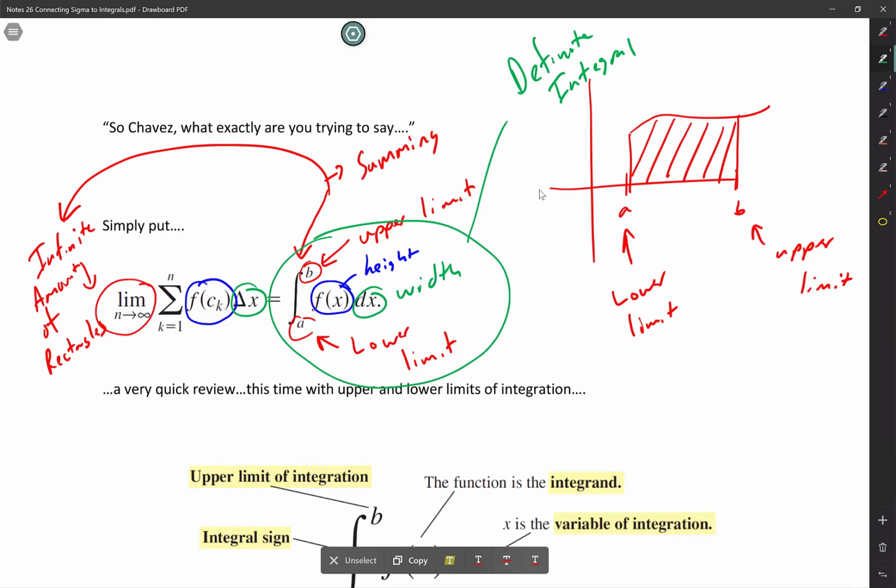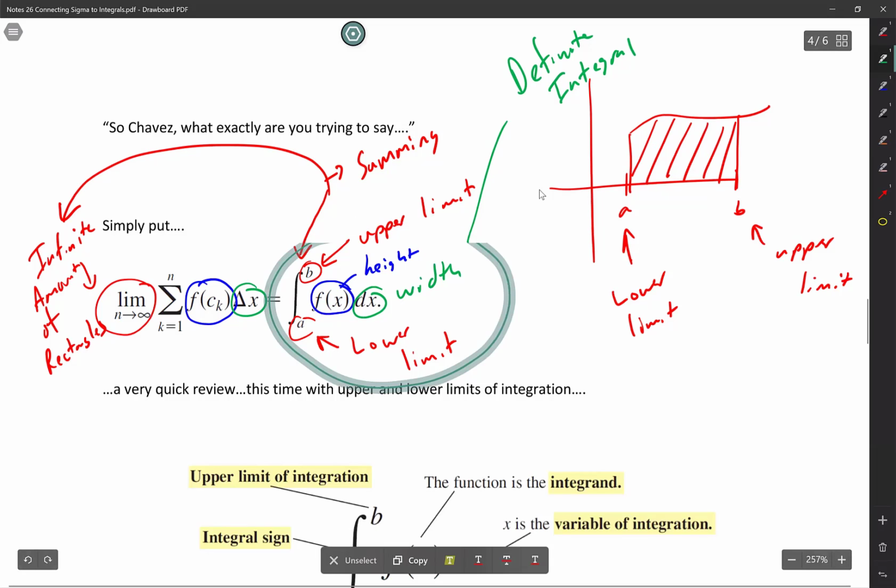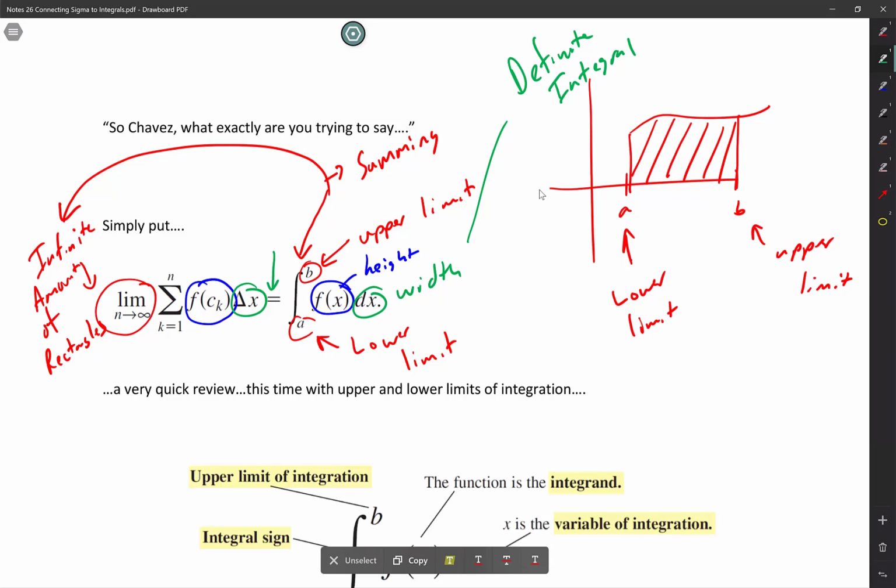Yes, n is approaching infinity. The number of rectangles is approaching infinity. What it's trying to tell you, from the left to the right, you see an equal sign. This is the key. What it's trying to tell you is that this integral, if you see it written this way, means that you're finding the exact area under the curve. Does that make sense? That's all it means.